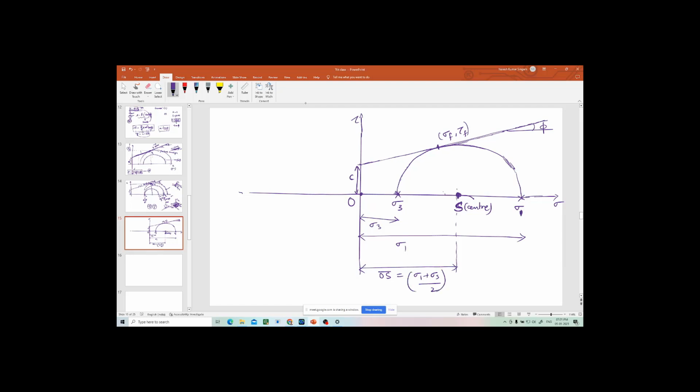Now, can somebody tell me what the radius is in terms of sigma 1 and sigma 3? Radius means S to sigma 3 or S to sigma 1? Sigma 1 minus sigma 3 by 2. Now suppose this is a failure point F. So, at the same time, can you tell me what SF is?